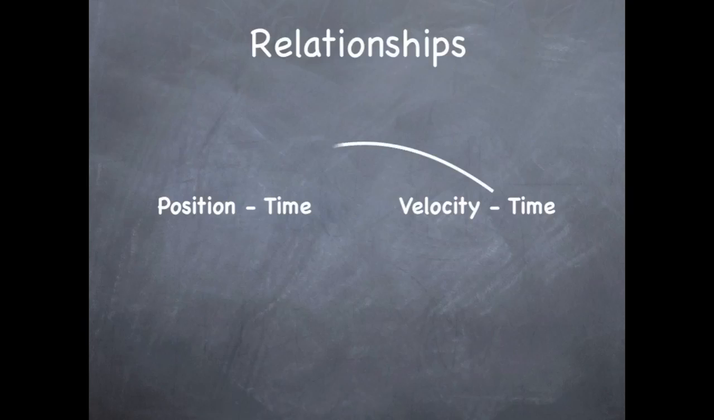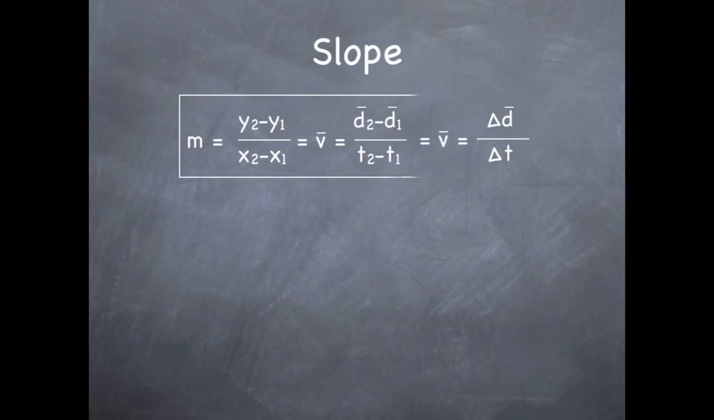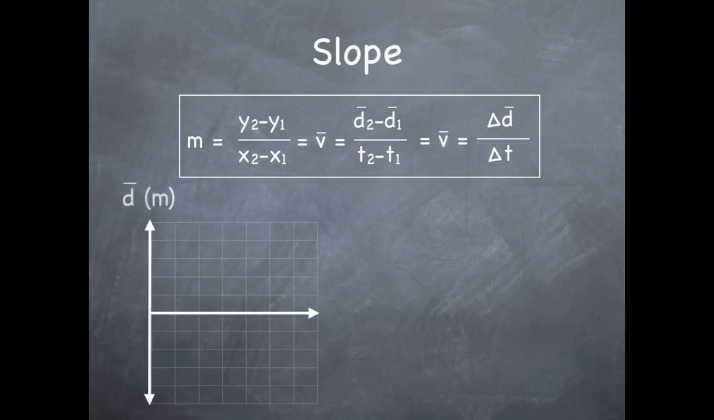To move from a position time graph to a velocity time graph, we will need to exploit the relationship between them, which is the slope. As you have learned in math, the slope of a line is y2 minus y1 over x2 minus x1. The slope in a position time graph is velocity, which is the difference in position over the difference in time. Let's go over an example.